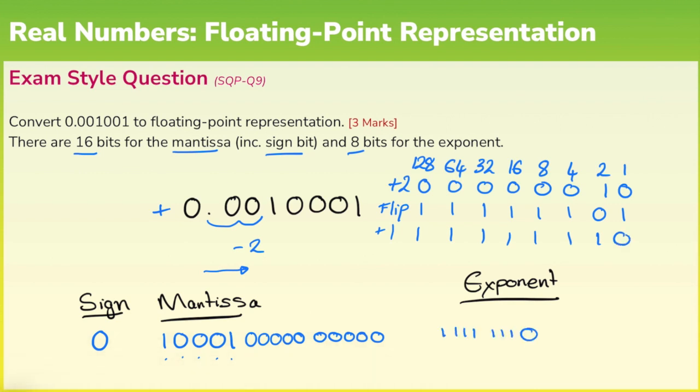So this question is worth 3 marks. We get 1 mark for correctly identifying the sign bit, 1 mark for correctly identifying the mantissa, and 1 mark for correctly identifying the exponent.